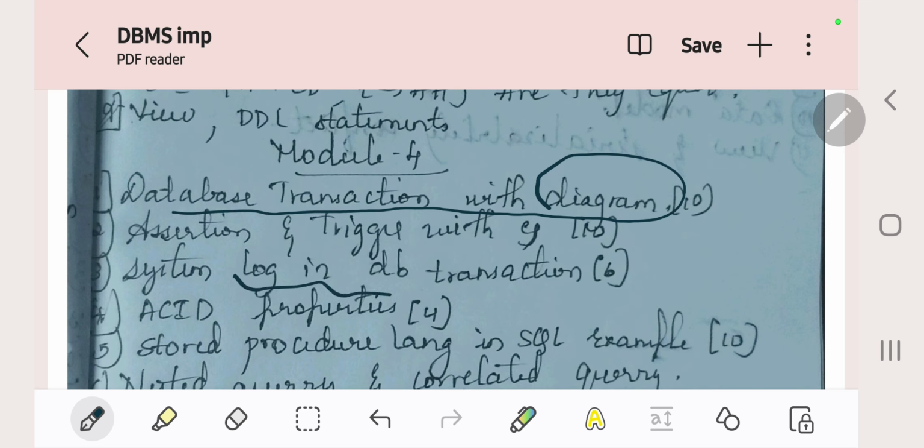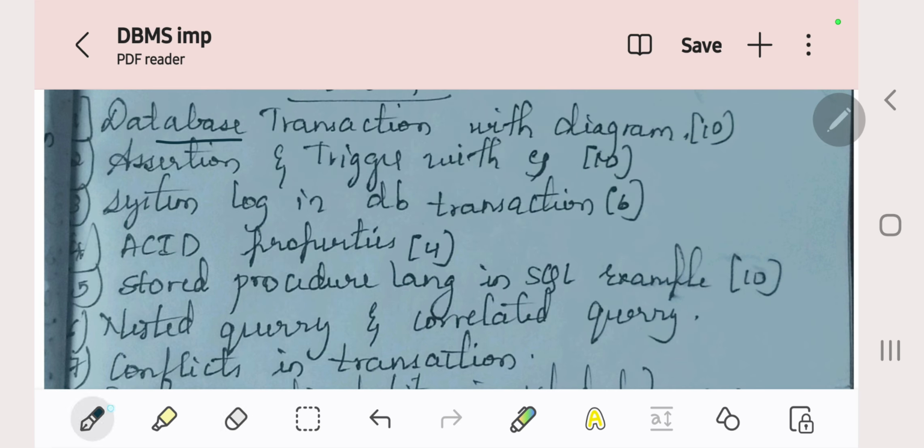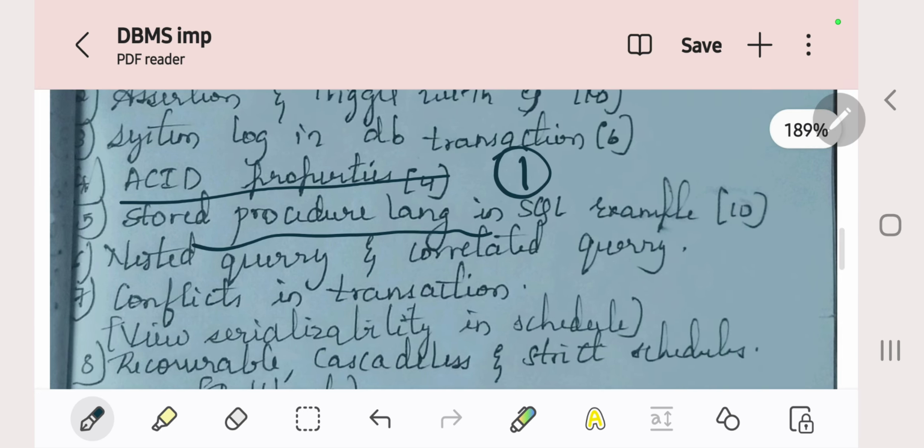Then system log in database transaction. While logging in the transaction, you have to explain how it happens. ACID properties was asked just for 4 marks in PYQs. Just write those 4 properties, just learn 1 or 2 lines. Then stored procedure language in SQL. It asks for 10 marks. If you don't know this, don't skip this question, because I've come across it in 3 to 4 papers. Then nested queries.